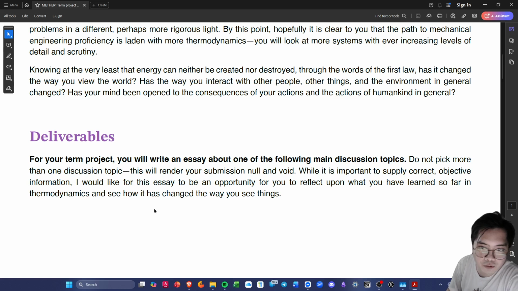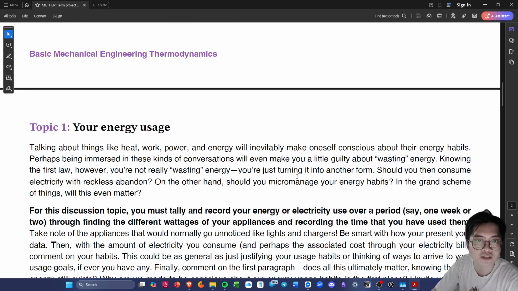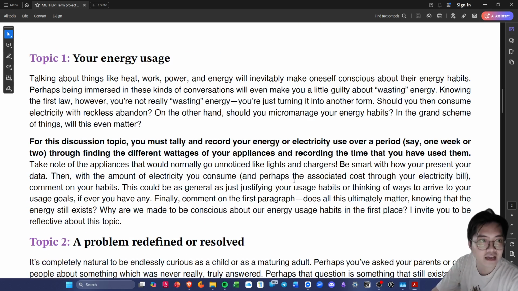Right? While it is important to supply correct, objective information, I would like for this essay to be an opportunity for you to reflect upon what you've learned so far in thermo and see how it has changed the way you see things. Okay? So before we only had this one, right? This one discussion topic, but now I will extend this to make it three possible topics for you, right? The first one is the one that I've done before, your energy usage.